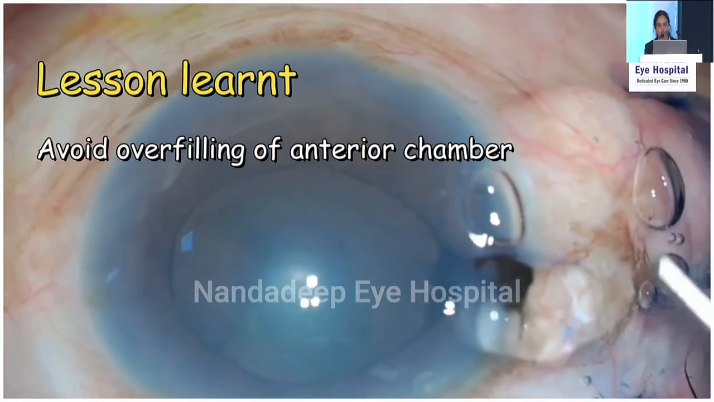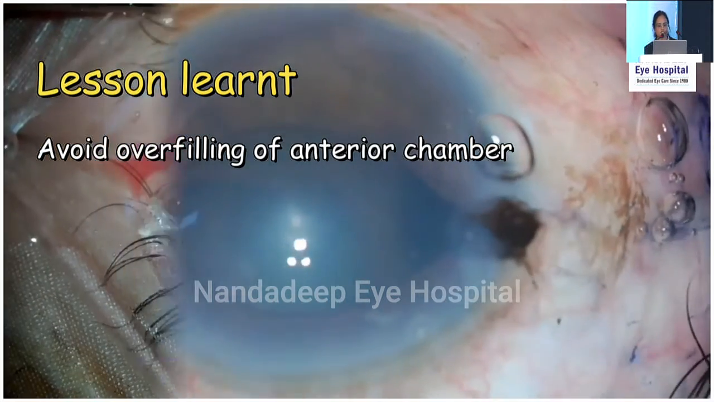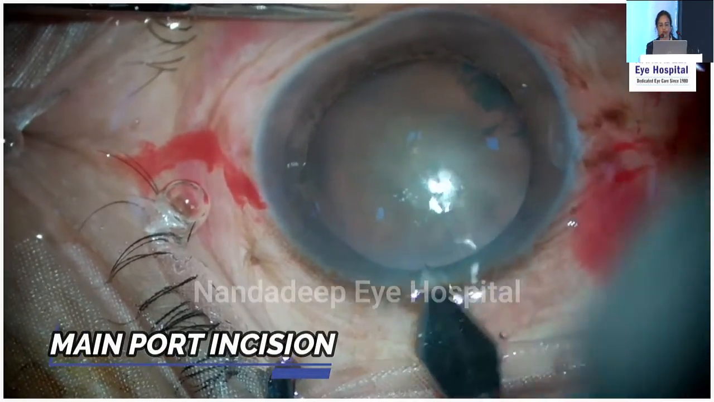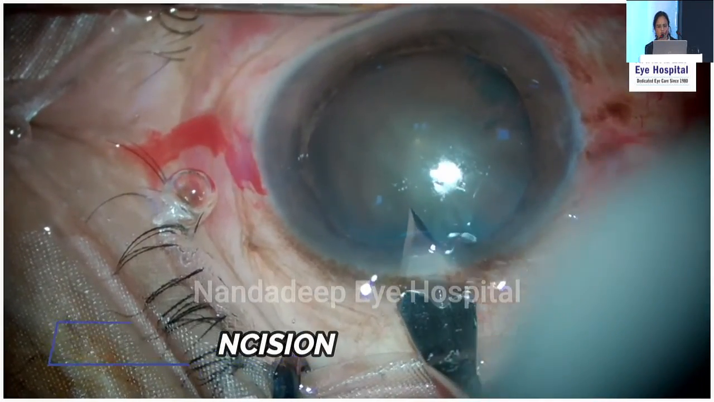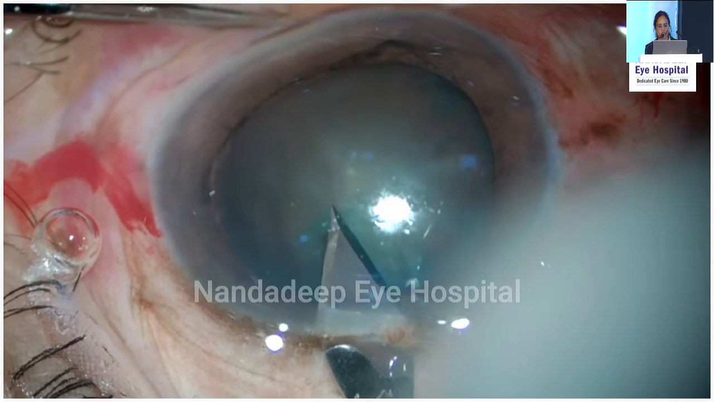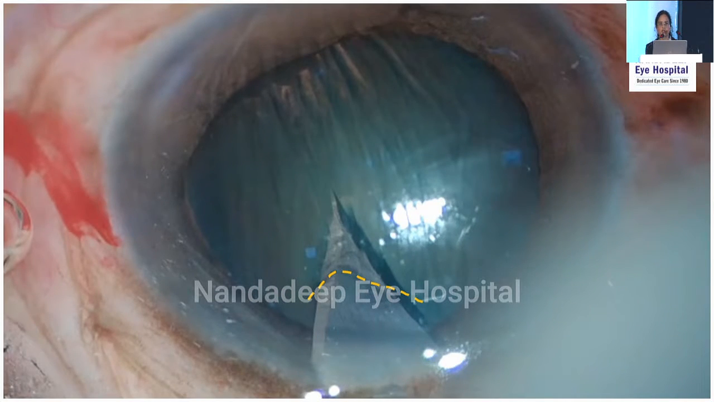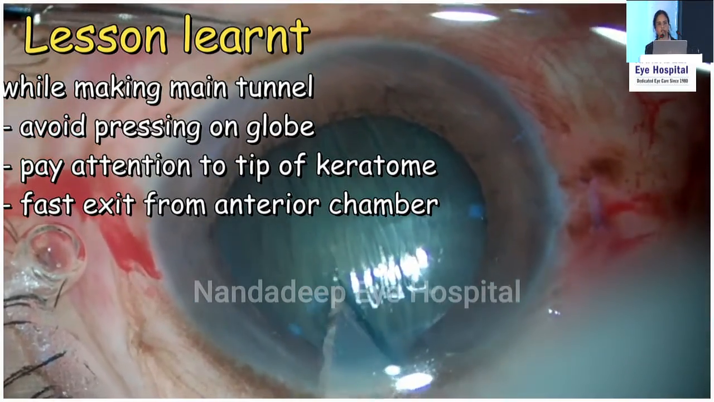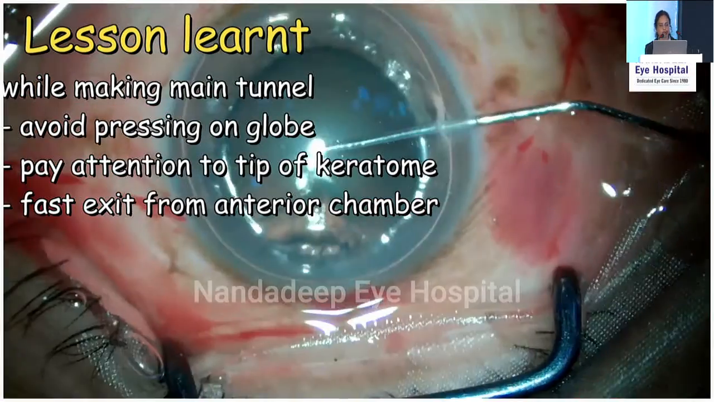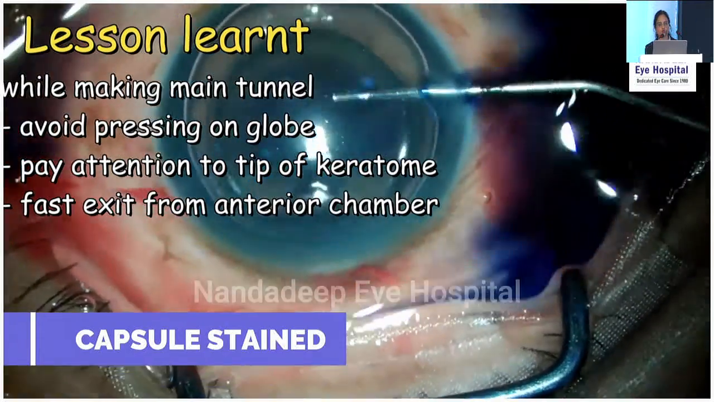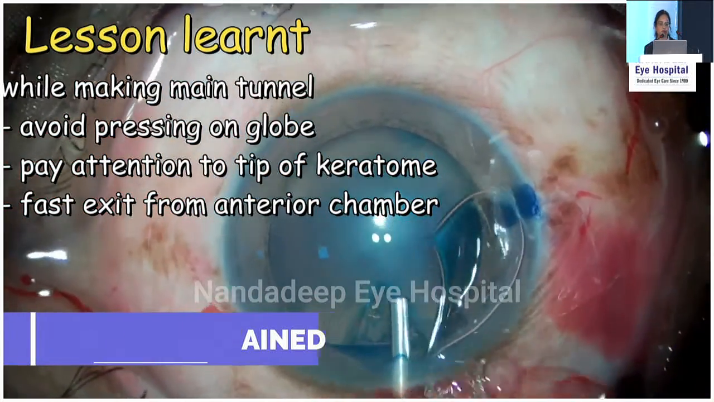First, we will start with the capsulorhexis common mistakes that we have seen. Before that, the main port incision, one of the mistakes which is seen in very beginner surgeons, you can see the surgeon enters, but while coming out, the tip touches the anterior capsule and causes the anterior capsular rupture. So why is it happening? It is because of pressing on the globe and too slow exit from the anterior chamber.